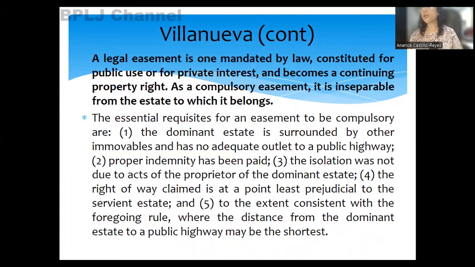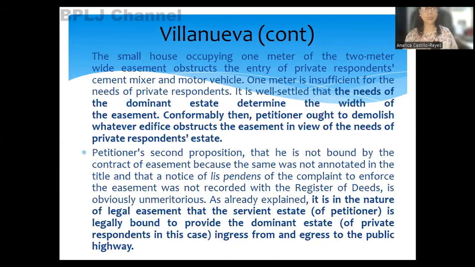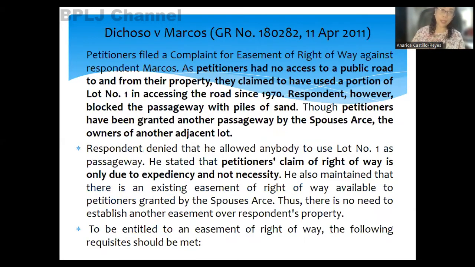A legal easement is one which is mandated by law, constituted for public use or for private interest, and becomes a continuing property right. As a compulsory easement, it is inseparable from the estate to which it belongs. It is settled that the needs of the dominant estate determine the width of the easement. Conformably then, petitioner should demolish whatever edifice obstructs the easement in view of the needs of the private respondent's estate. It is in the nature of legal easement that the servient estate is legally bound to provide the dominant estate ingress from and egress to the public highway.